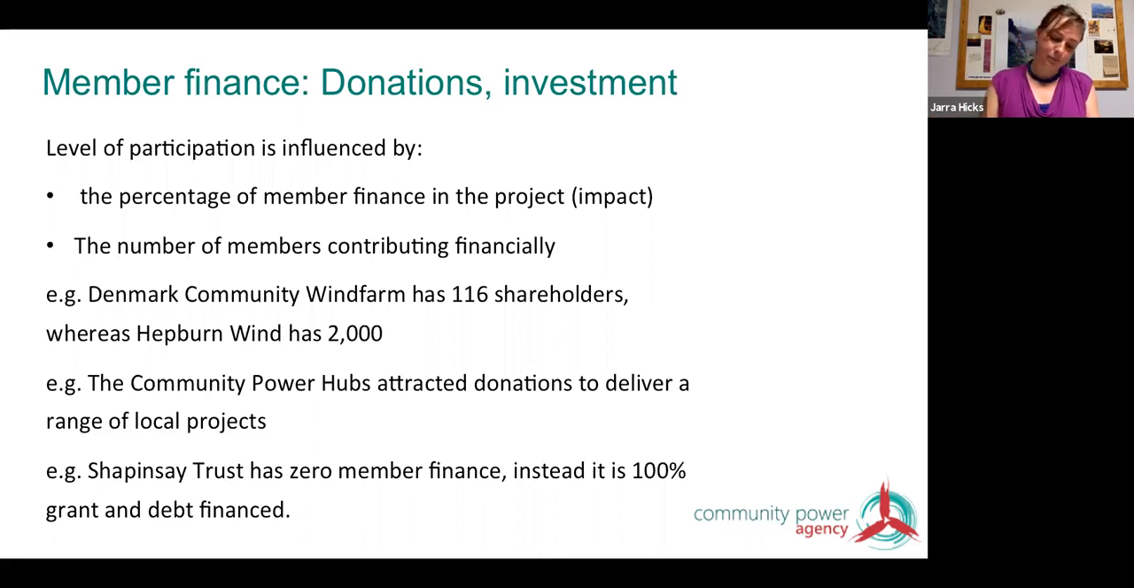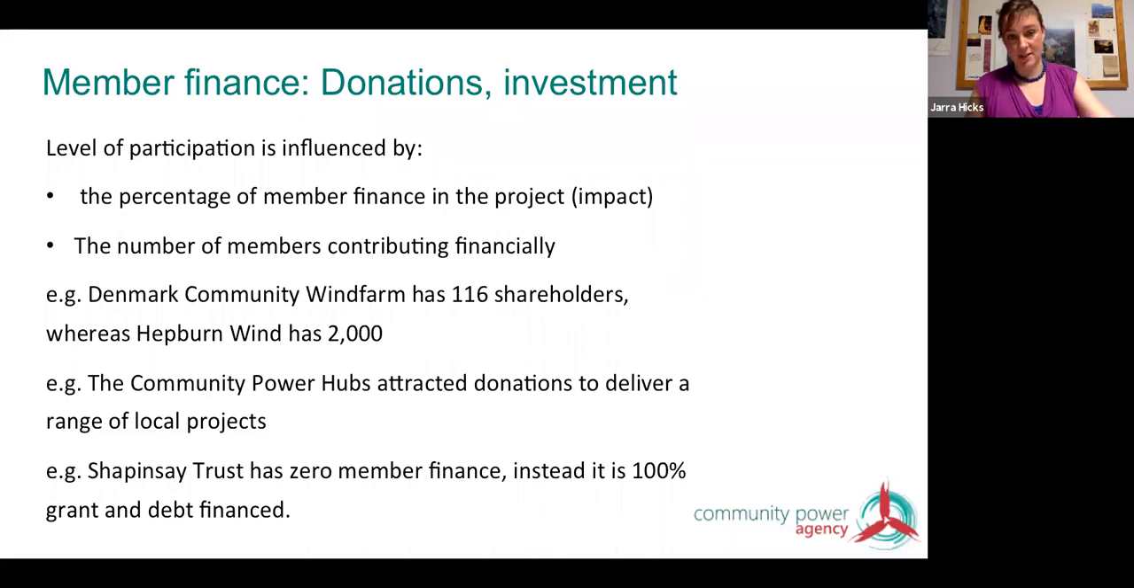So your different choices, and this is where it overlaps with your governance model, which we'll be talking about next week, do limit some of your choices available in terms of how many people can be involved. With a co-op and with a public company, for example, you can have an unlimited number of investors. So, for example, as I've said, Denmark Community Wind Farm has 116 member shareholders and Hepburn Wind has 2,000.